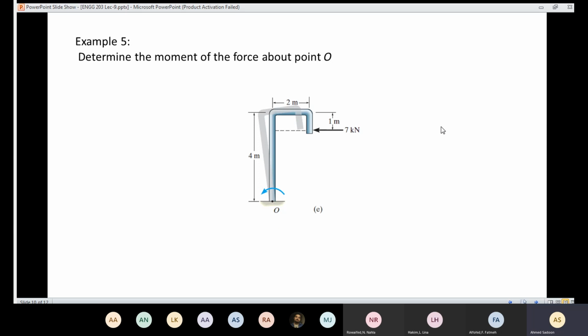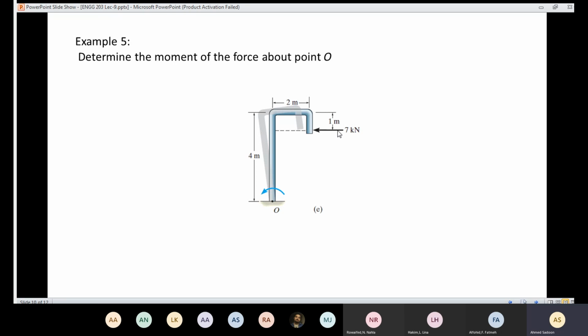So again, I'm going to draw the line of action like that. Then I'm going to draw a line from here to the line of action, the shortest distance, perpendicular to that line. So the distance from here to here represents the perpendicular distance. And in that case, it's going to equal 4 minus 1.